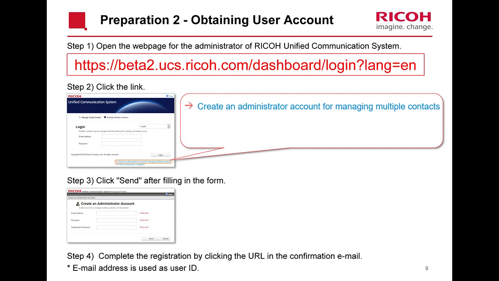To obtain the user account, RICOH has a product named Unified Communication System. On the administrator's page, click the Create button at the lower right corner. Go to the form input screen, enter the required email address and password. You'll receive a confirmation email. Click the URL contained therein to complete the registration. As you see here, the email address is used as the user ID.